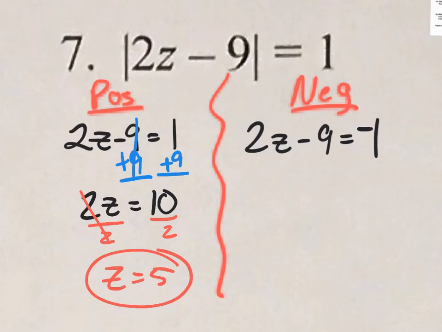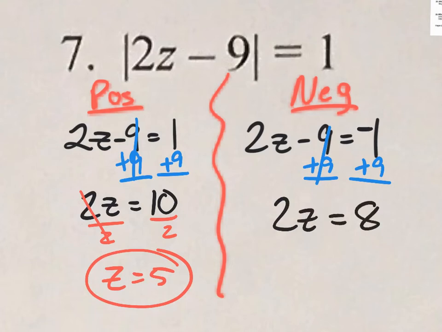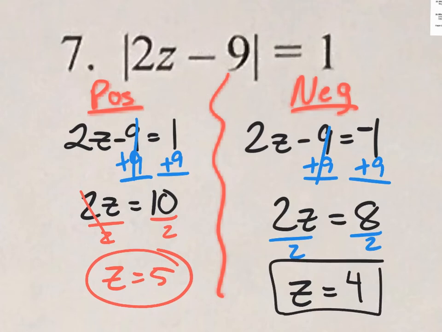That's one answer. But you also have to do the negative situation. A lot of people forget to do the negative situation. And that doesn't mean that the answer is going to be negative 5. You actually have to work it out. Check it out. Plus 9, we're going to end up with 2z equals 8. Then we're going to divide by 2, z equals 4. So those are our 2 answers for this one problem. You need both answers to get full credit.